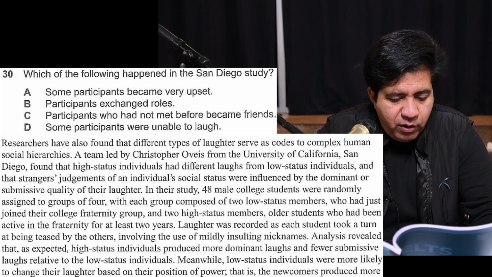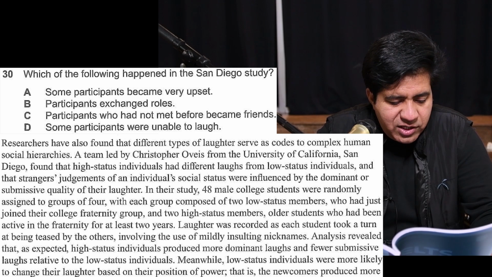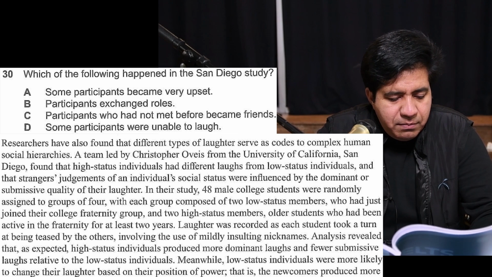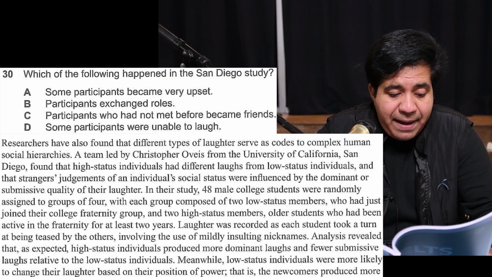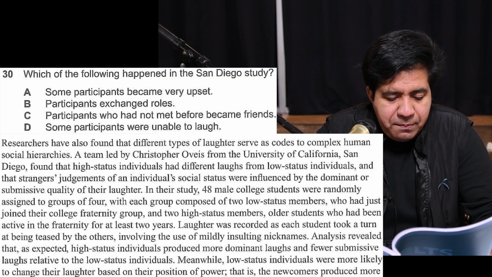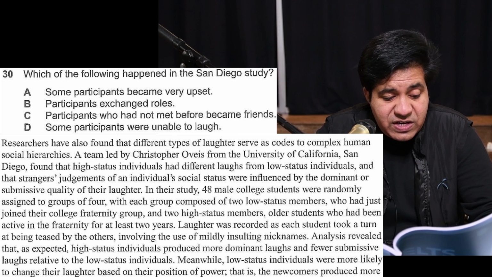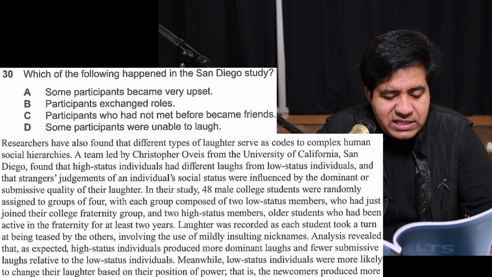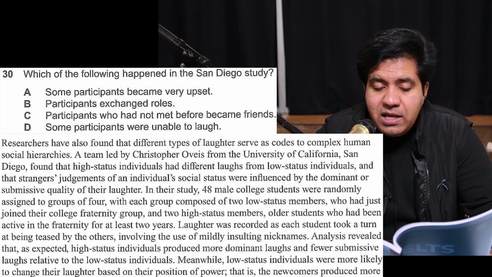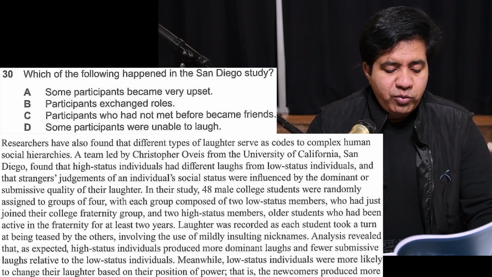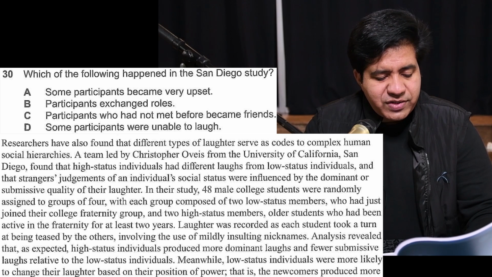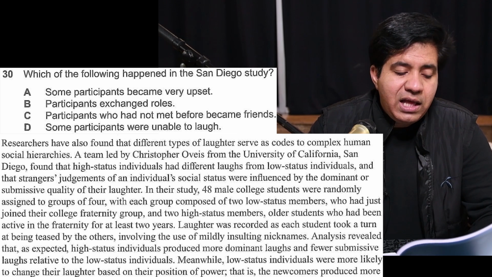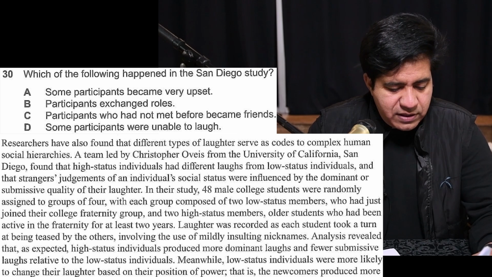You will find San Diego found, then there is explanation. Focus the last 3-4 lines. Laughter was recorded as each student took a turn at being teased by the others. You just need to focus on what happened. Involving the use of mildly insulting nicknames, analysis revealed that, as expected, high status individuals, third last line I'm reading, produced more dominant laughs and fewer submissive laughs relative to the low status individuals. Now focus on this and go back to options and see where you match it.